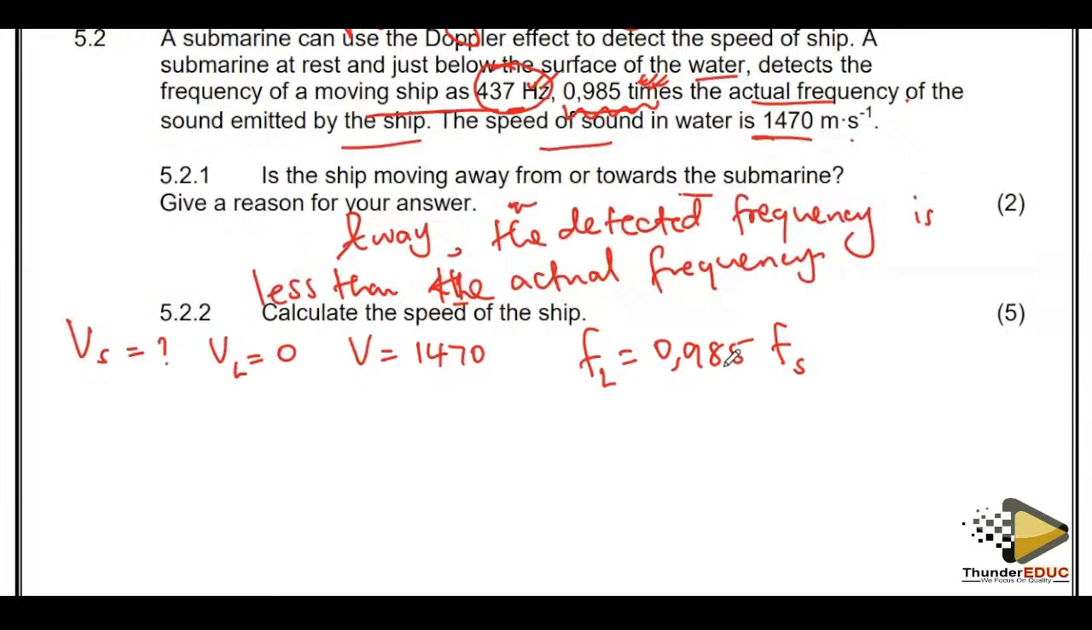I can just use this the way it is, or I can do the substitution and get what I get. So which means I have the frequency of the listener, which is 437. I'm going to divide it by that. So 437 divided by 0.985 is giving me 443.65. Okay, so you have the frequency of the source.